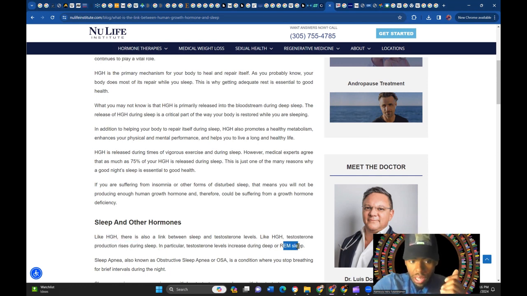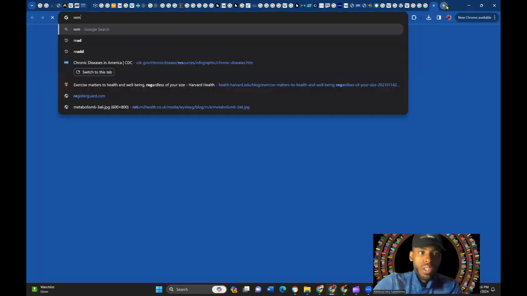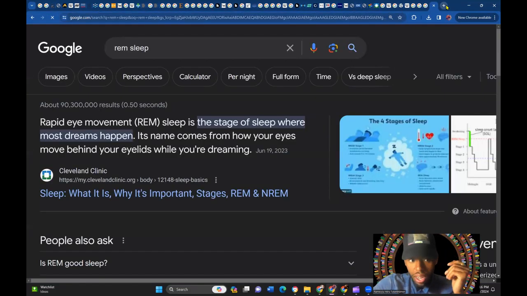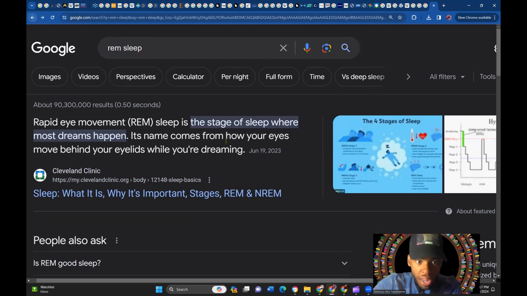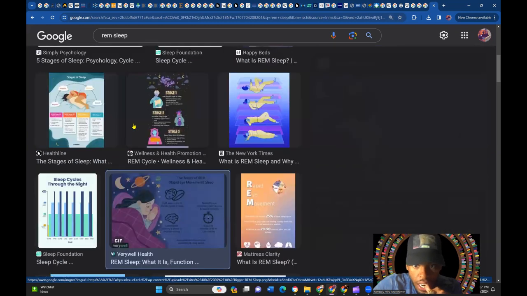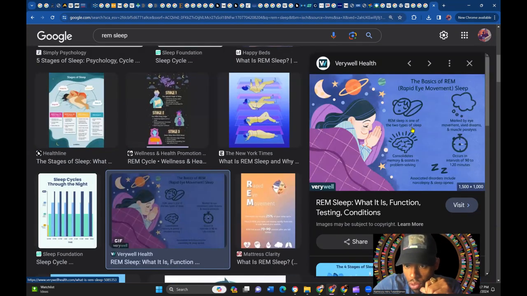And then you have REM sleep. That's important because REM sleep is basically your eyes twitching, and that's basically you seeing from internal, right? Yeah, I know, right? Real talk. Its name comes from your eyes moving behind your eyelids when you're dreaming. There it is right there. REM sleep is one of the two types of sleep: rapid eye movement, REM.